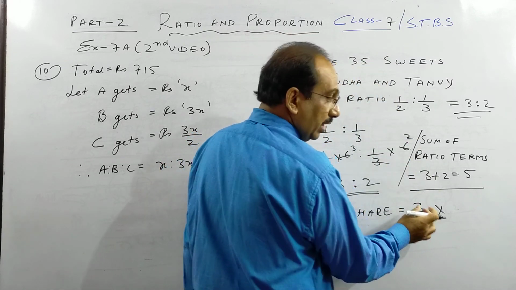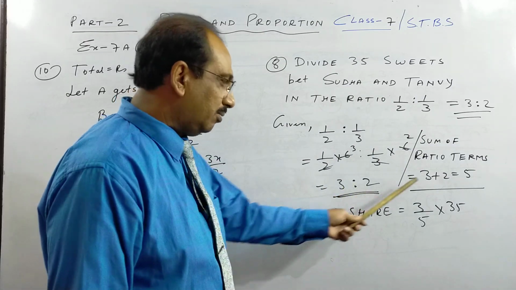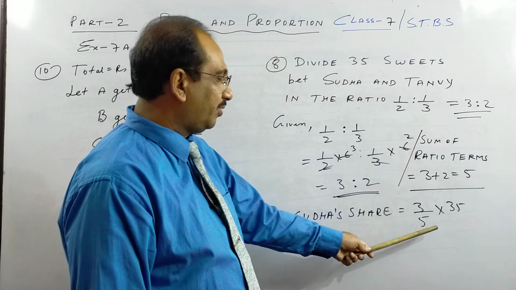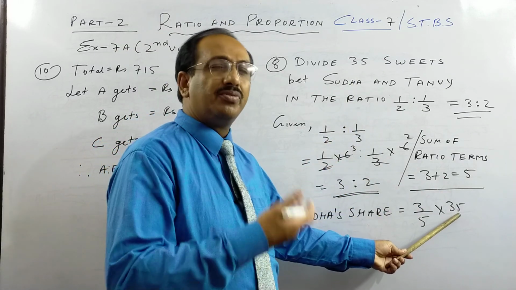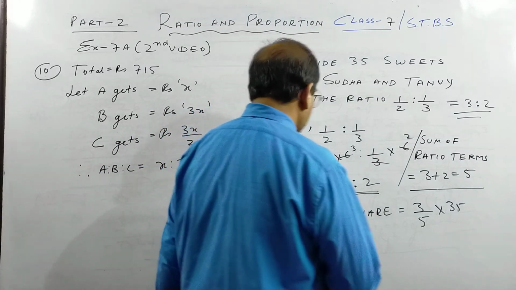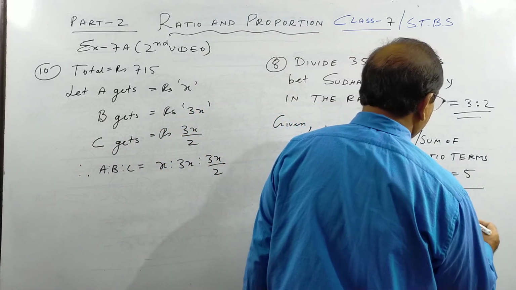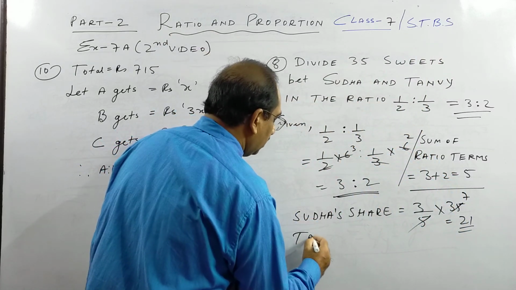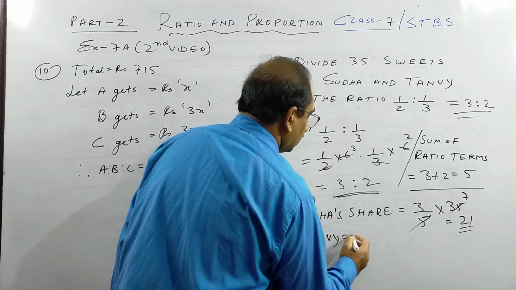So out of 35, 3 out of 5 into 35. This is how we do it. With the sum of the ratio, Sudha would have got 3 out of 5, so 3/5, or whatever total you multiply, 350, 35, whatever, like you have seen in the previous sum. 5 7s are 35. So Sudha will get 21 sweets, and then Tanvi, her friend, will get Tanvi's share.